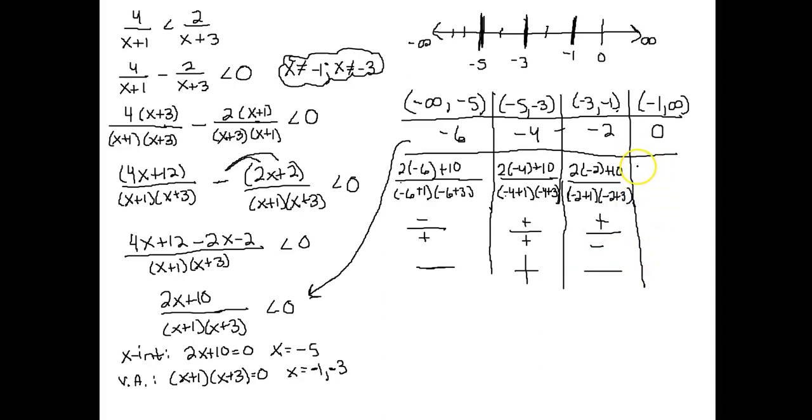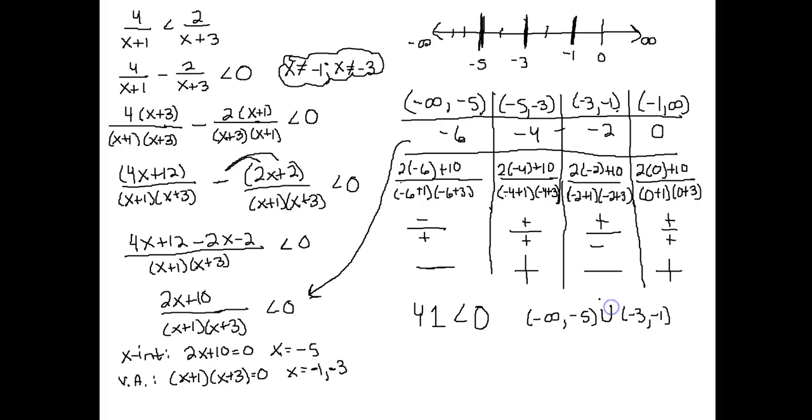And if I plug in 0, positive over positive is positive. All right. And we were interested in where it's less than 0. So we're interested in the negatives. It's negative at negative infinity to negative 5, so any values in that interval. It's also negative in the interval from negative 3 to negative 1. So there's your solution.